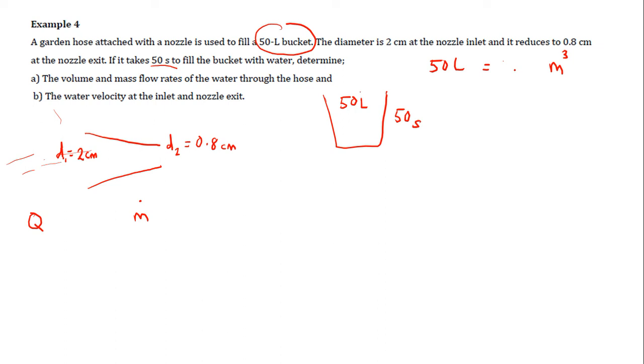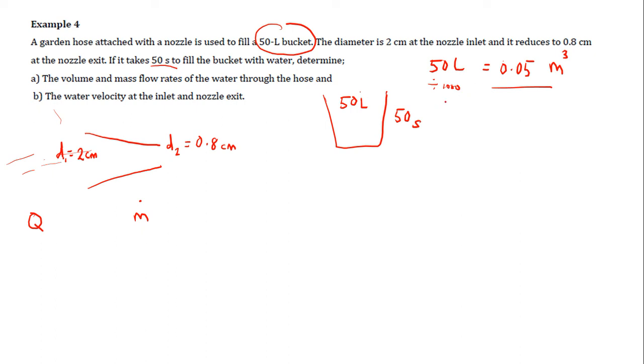1 liter is 1000 cm cube. 0.05 meter cube. Okay. So tell the people how you get this. Divide by 1000. Okay, so you get 0.05 meter cube.